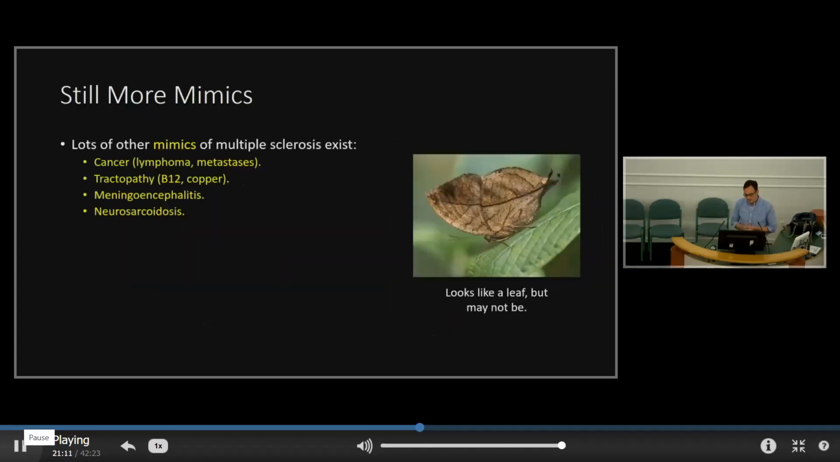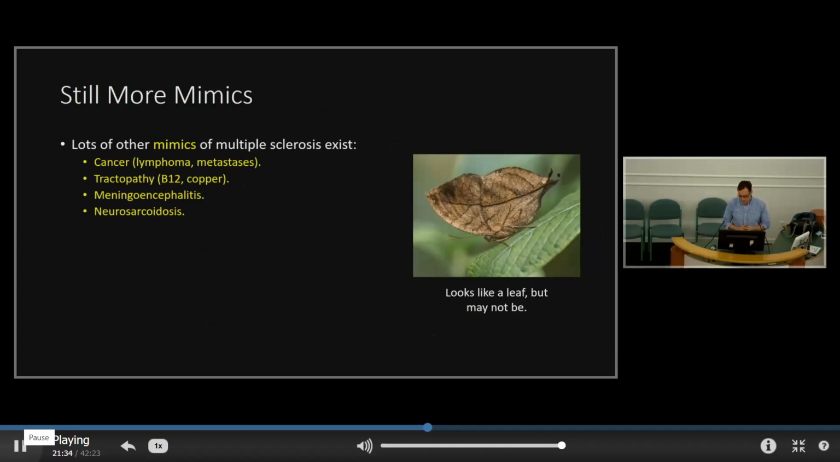There's a lot of other mimics. So these four are pretty common, I guess. Cancer, particularly lymphoma, maybe metastases, can mimic MS. They can even enhance on the MRI. So we've got to be very careful. We don't call that MS. Tractopathies, the classic one would be B12 deficiency, which gives you that subacute combined degeneration of the cord. Copper deficiency can do something similar.